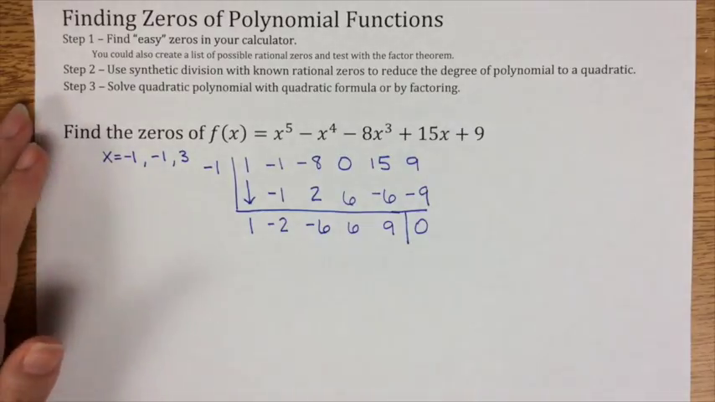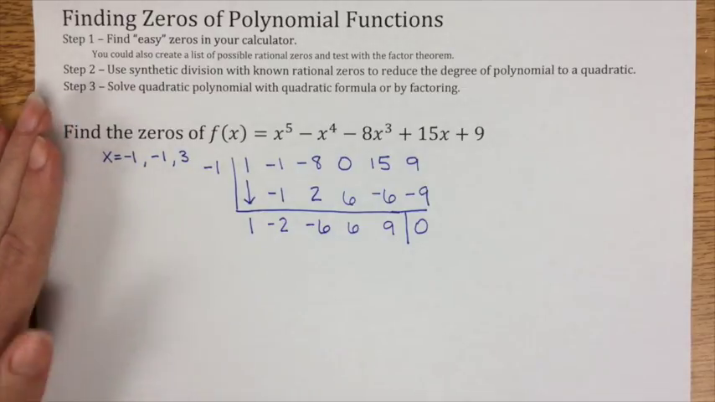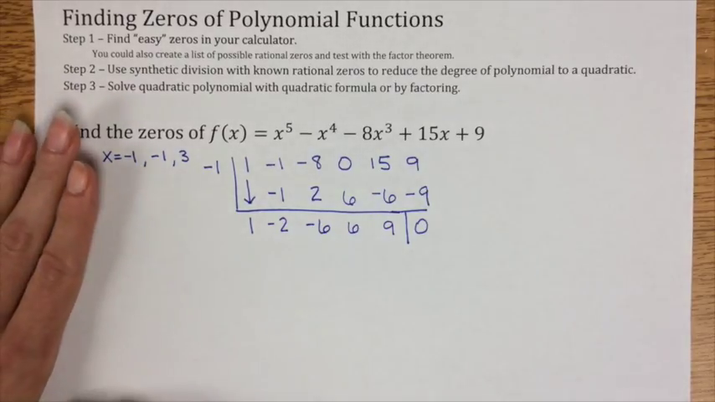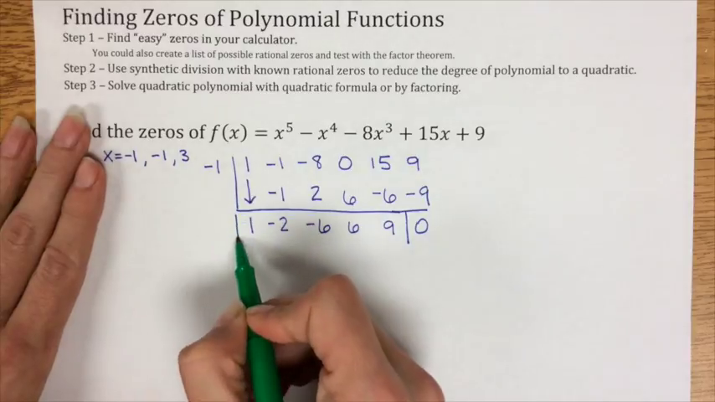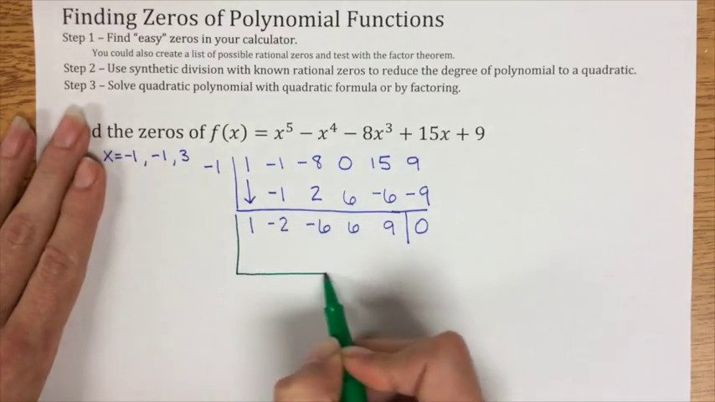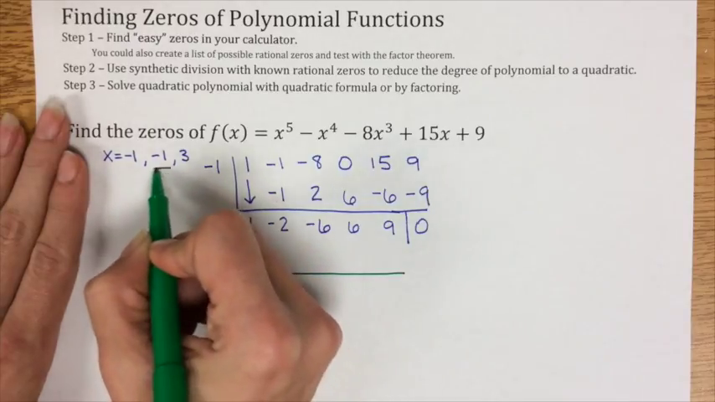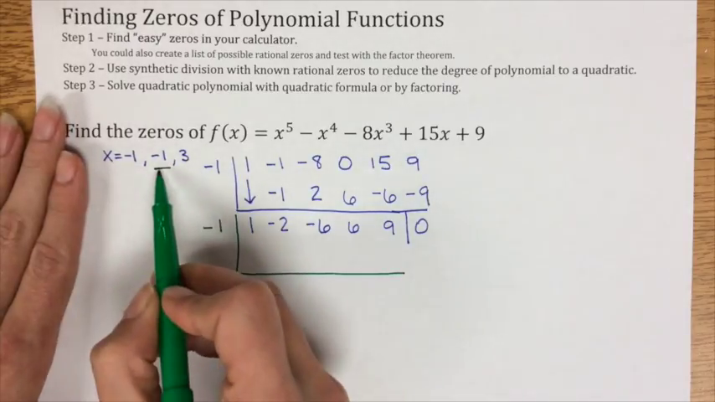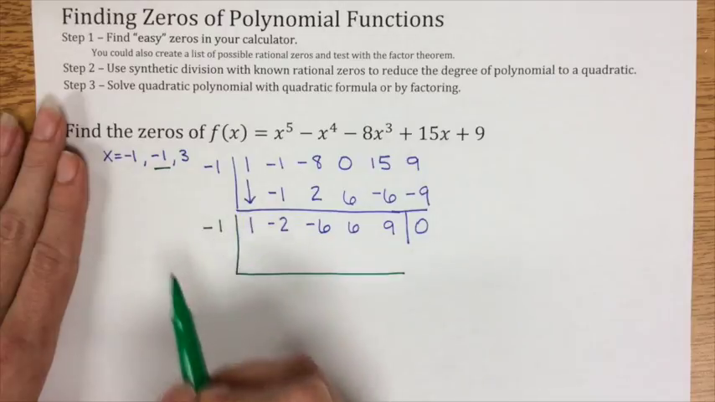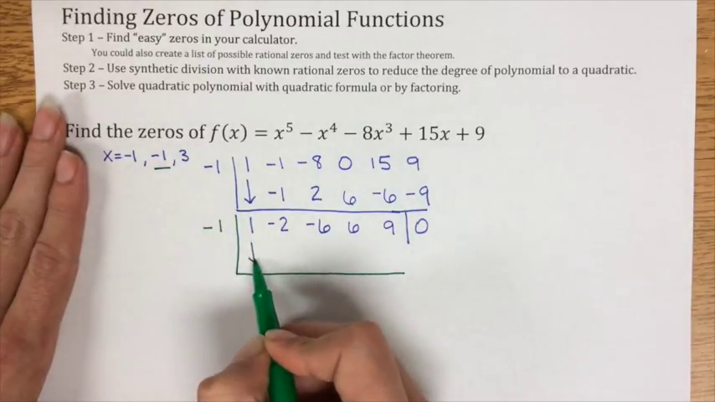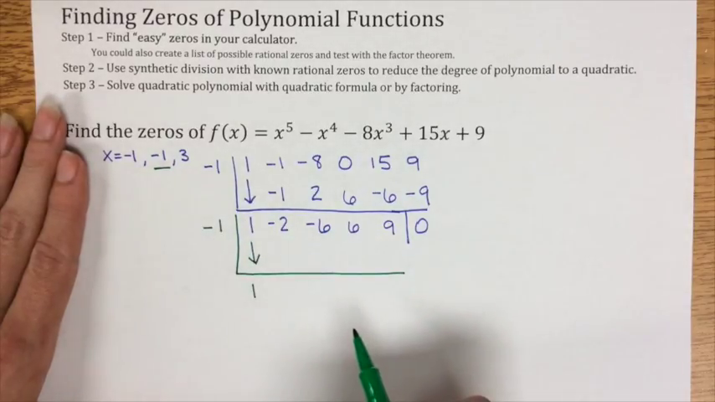Now here's where we're going to find out if that -1 was really a repeated 0 or not. We're pretty sure it is. We're going to do synthetic division again, and we're going to use the second -1. So I'm using this one. I've already used that one. Now I'm using this one. And I'm going to bring down the first term, and I'm going to start again.